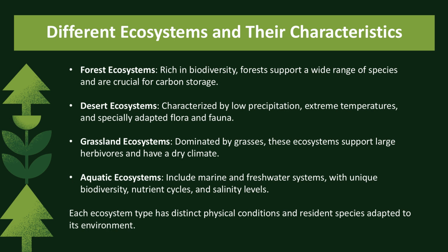Each type of ecosystem has its own unique characteristics and adaptations. Forest ecosystems are biodiversity hotspots, crucial for carbon storage. Desert ecosystems showcase remarkable adaptations to extreme temperatures and low precipitation. Grassland ecosystems support large herbivores and are characterized by a dry climate. Aquatic ecosystems, both marine and freshwater, feature distinct biodiversity and nutrient cycles adapted to their watery environments.